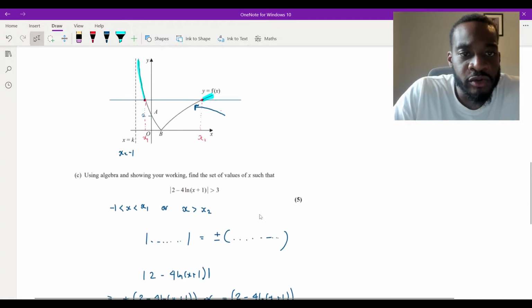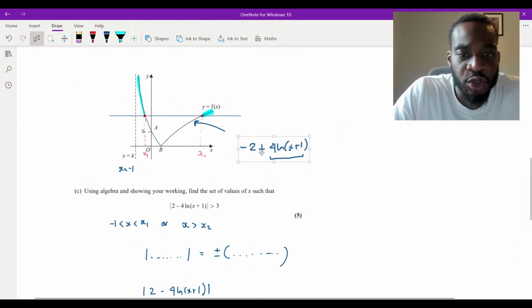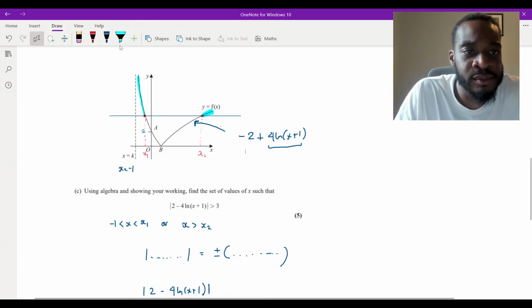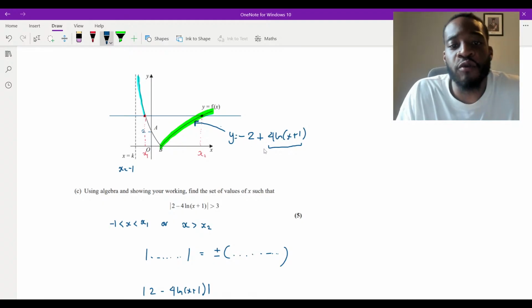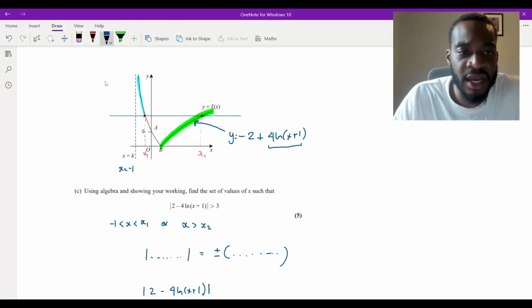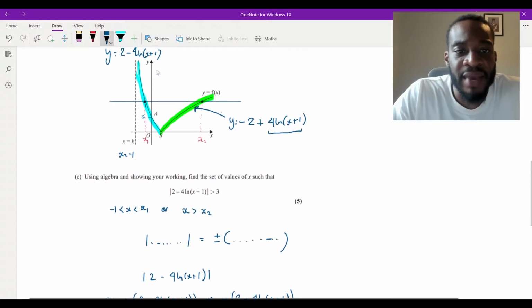So that x2 is going to be solved when I make that equal to 3. Let me write y equals there. This graph here is y equals minus 2 plus 4 ln of x plus 1. And this one here, in blue, is the negative one, which is going to be 2 minus 4 ln of x plus 1. So I'm going to solve both of these and make them equal to 3.